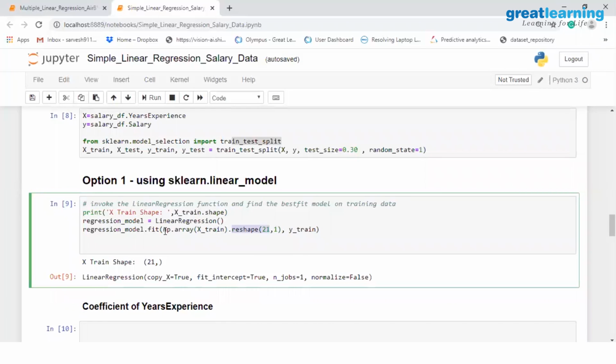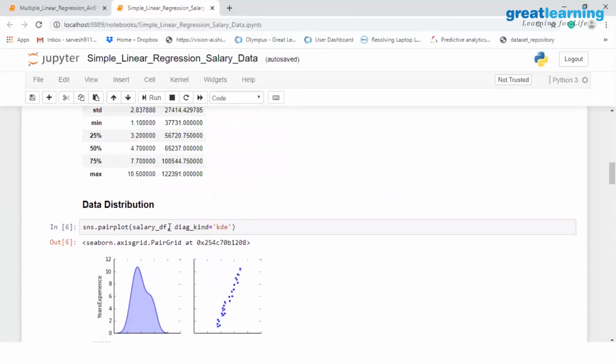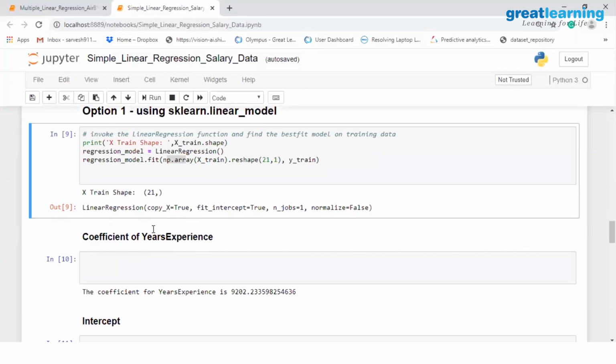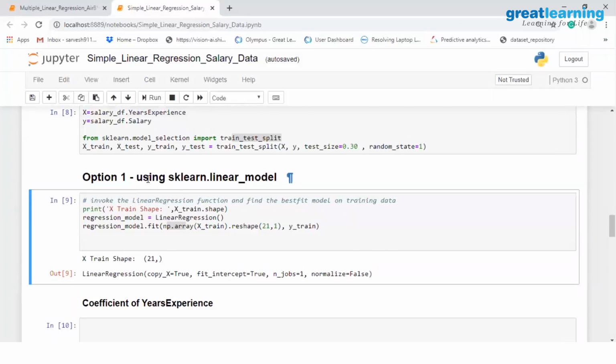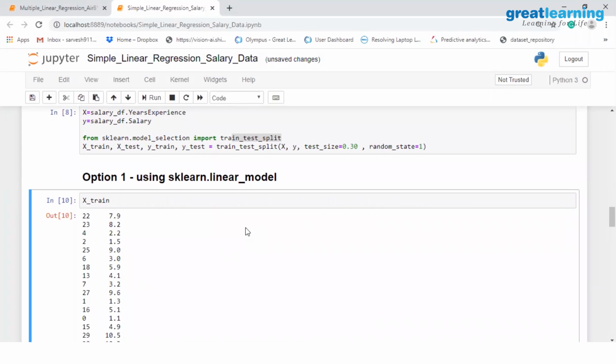If you forget this reshape and the np.array, an error comes. I'm converting it to an array because when I was splitting this X and Y from the data frame, since it had only 2 columns, it was converted into a vector. So some error was coming. So I'm converting it to an array and reshaping it. Sir, this step will be required only when we are doing simple linear regression, because we will have only one variable. Yes. Okay.